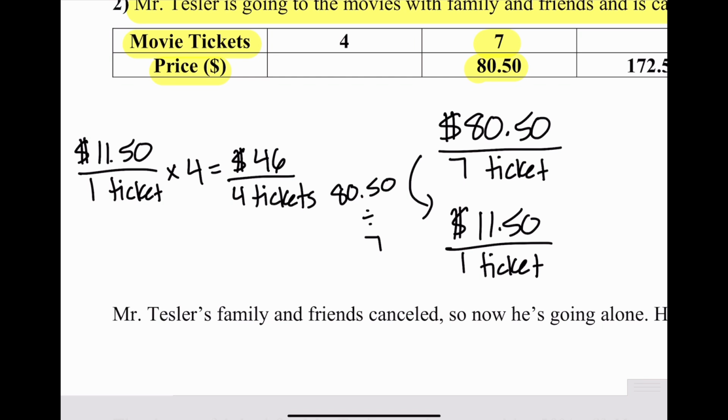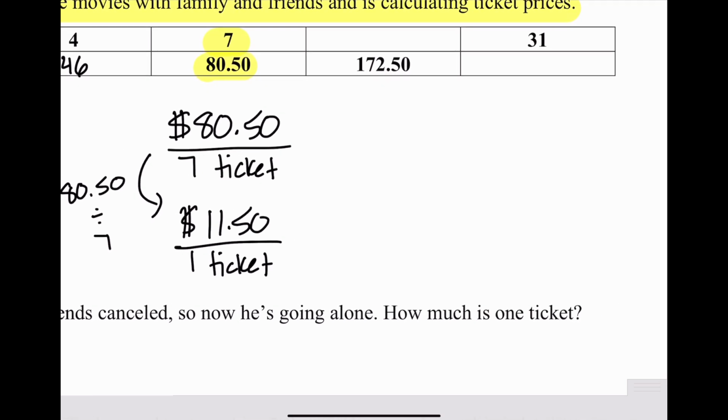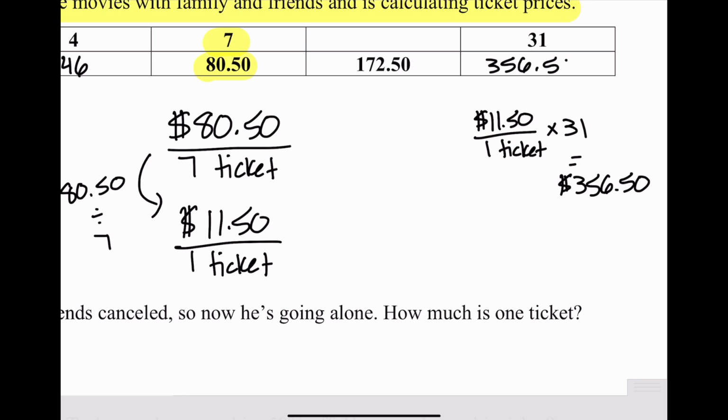And we can fill that in. So here we have 46. I'm going to skip this middle one and go straight over to the 31. Once again, we have $11.50 for 1 ticket. So how much are we paying for 31 tickets? So we'll just multiply that by 31. And then that's going to give us $356.50. So I'm going to put that up here, 356.50. And I am keeping the zeros only because we're talking about money.